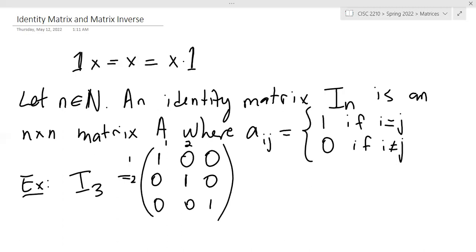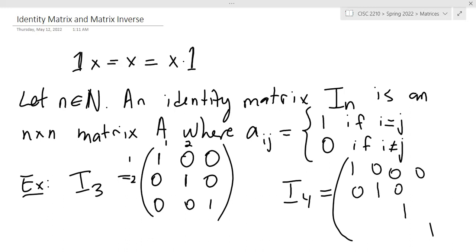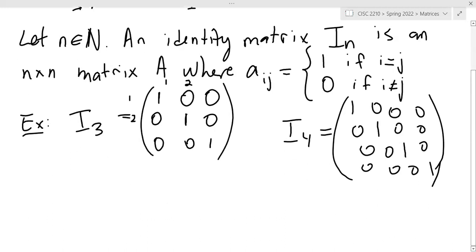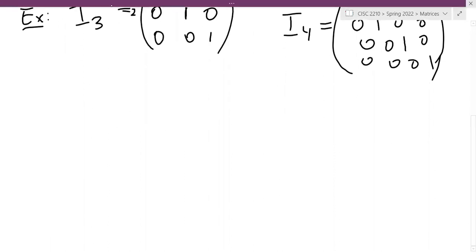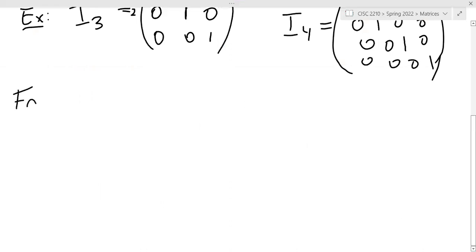Of course, what would I sub 4 be? That would be a 4 by 4 matrix, with 1s along the diagonal and the rest all filled in with zeros. That's the idea. Now, why do we care about identity matrices? As I was saying earlier, they act as an identity for multiplication. So let me just state that fact.